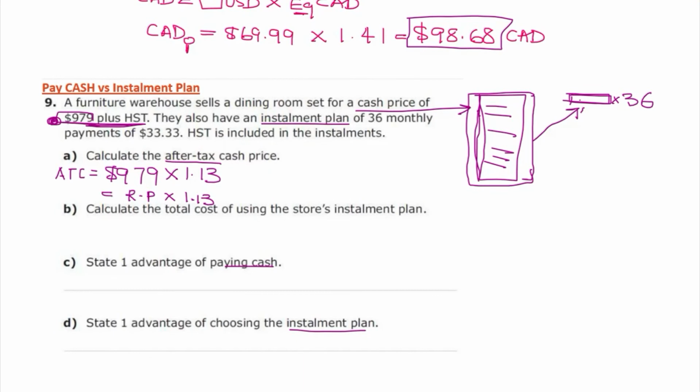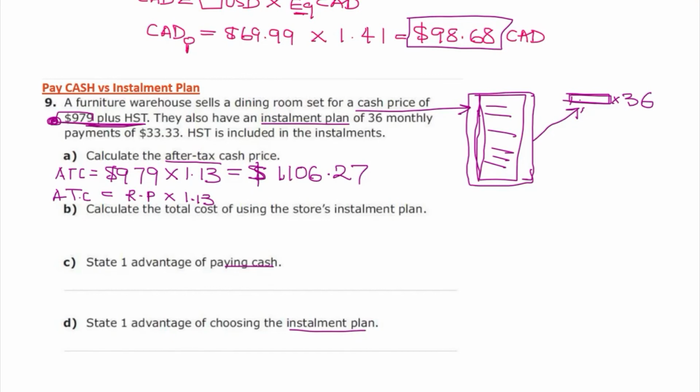So ATC is the after-tax cash price, and this will be equal to $1,106.27. So this person is going to pay this money in cash, upfront at that particular instant, instead of paying in installments.